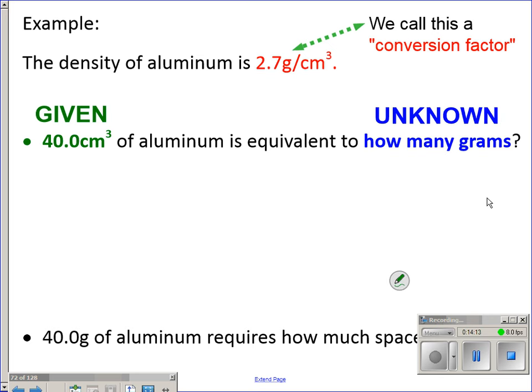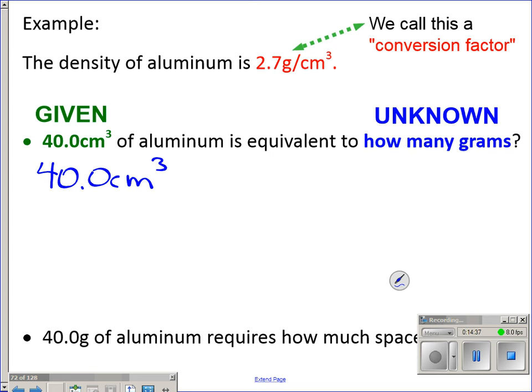We have that, but you'll notice that it's written as a fraction, so we call that a conversion factor, or conversion fraction, as some people call it. Whenever we start with a question, we always start with the given in our mathematics. I asked you to show your work with me, because that will remind you how you are expected to show your work on your own. So you're going to start with 40.0 centimeters cubed.